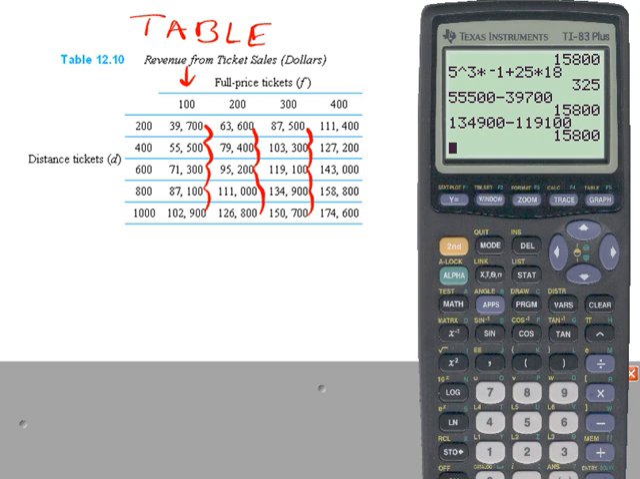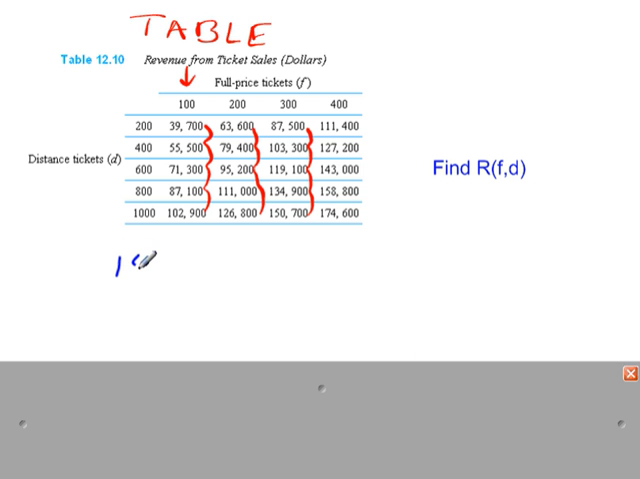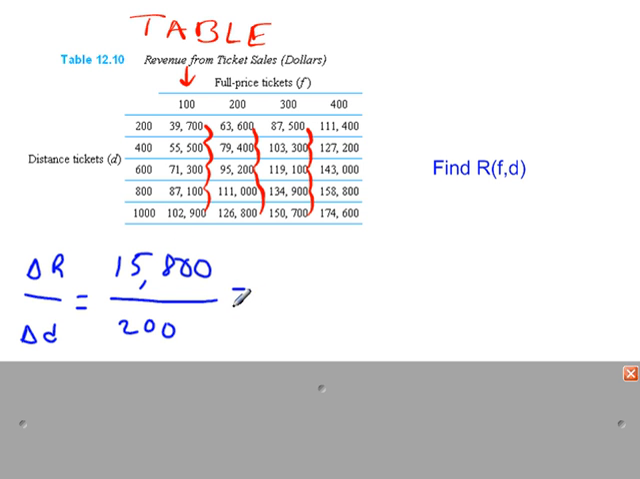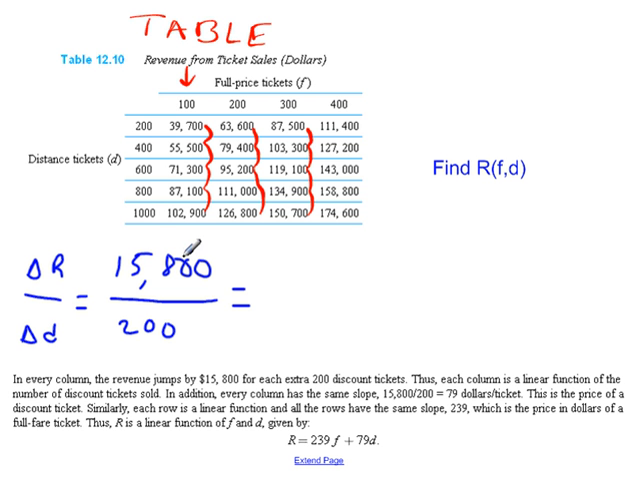So there's a change of 15,800. That's the change in my revenue when I change my distance tickets by 200. So this slope ends up being a slope of 79, which means that if I increase my distance tickets by 1, my revenue is going to increase by 79.